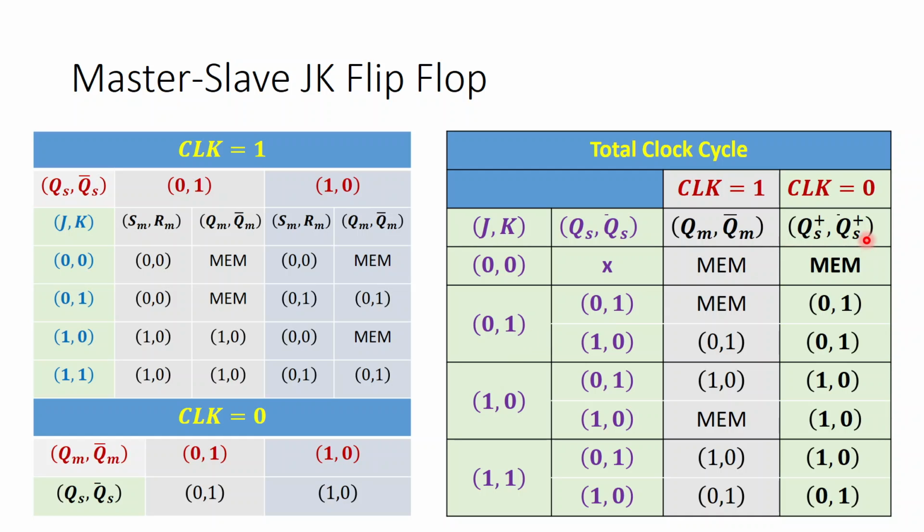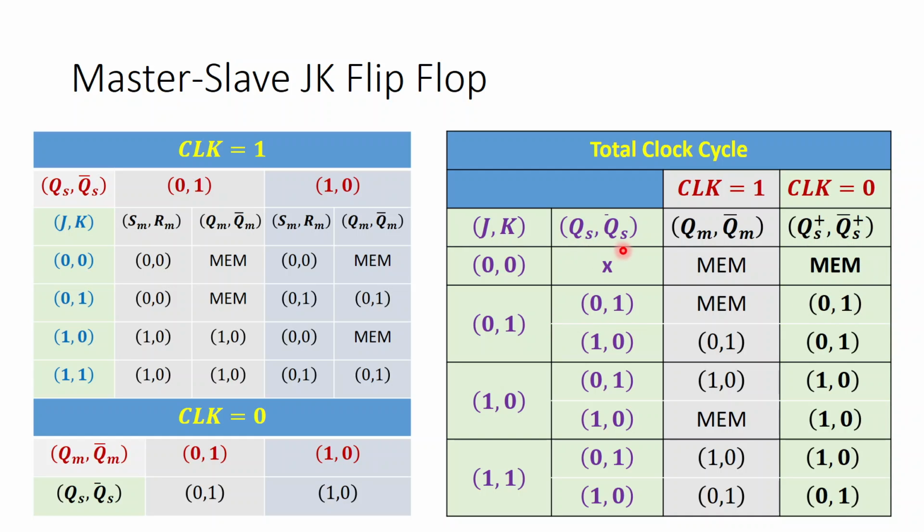Okay, and this change happens at clock equals 0, when the clock becomes active low. When the clock becomes low, the change in the output of the slave happens. Now when JK is 0 1, then what we saw is that if QS bar is 0 1, then QM bar is memory. That means it is 0 1. So the output QS bar plus will also be 0 1.